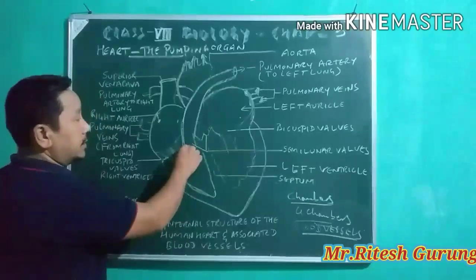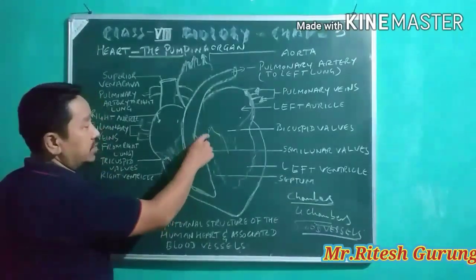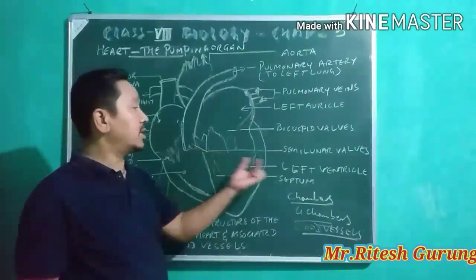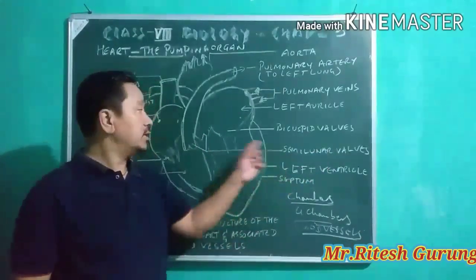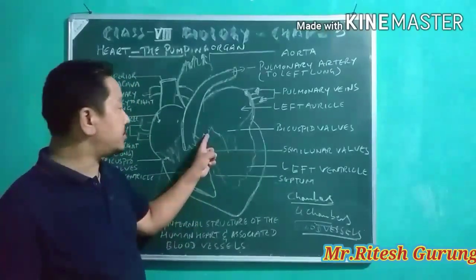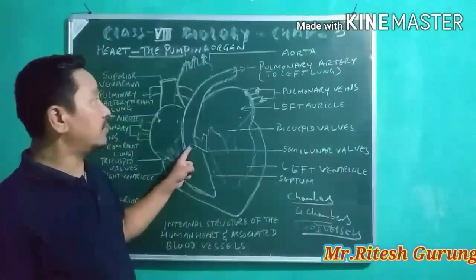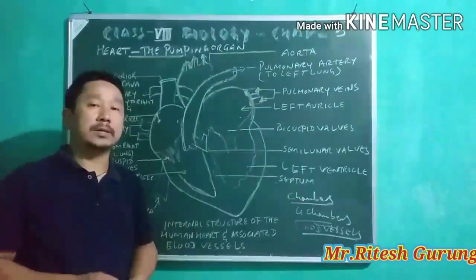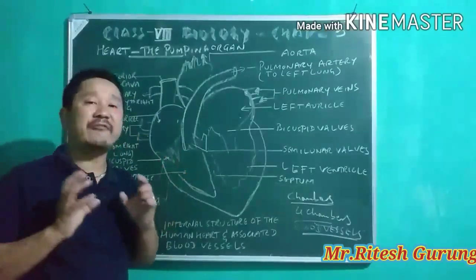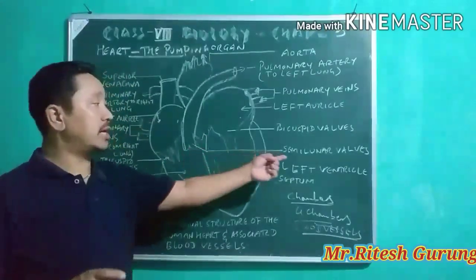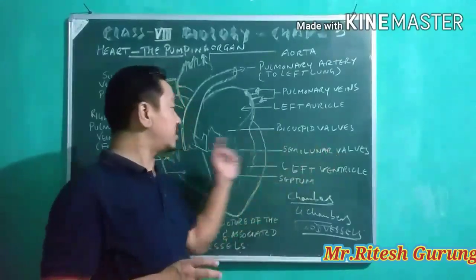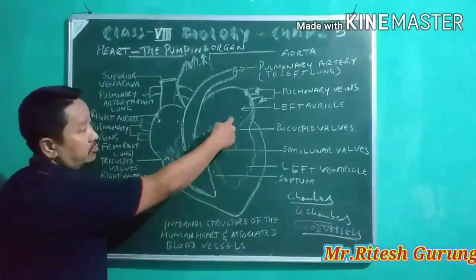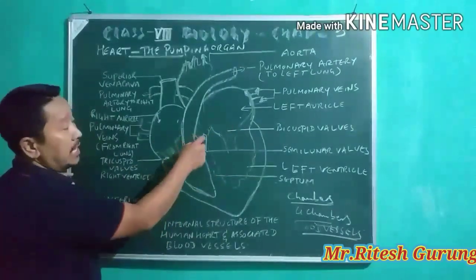In the opening of these, we find valves again, which are called semilunar valves. This one is the semilunar valve of the aorta, and this is the semilunar valve of the pulmonary artery. They look like a half moon, so they are called semilunar valves.